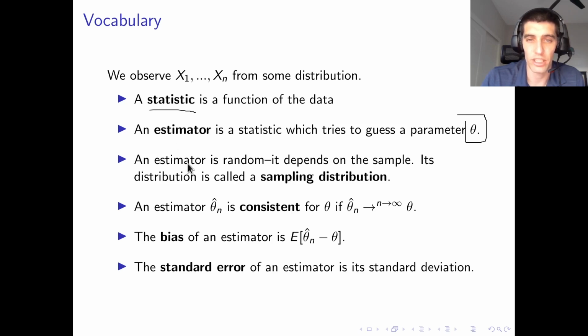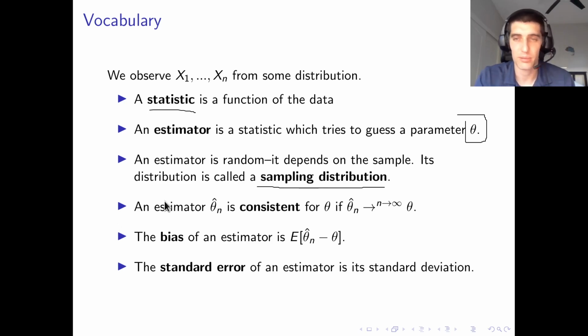So an estimator, in general, is random. It depends on the sampling distribution. It depends on the sample, right? So an estimator, a statistic, because it depends on the data, is random. The distribution of an estimator is called its sampling distribution. Again, I hope you've heard these in your stats class, but if not, this is just a quick review.